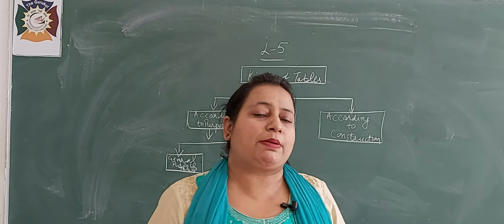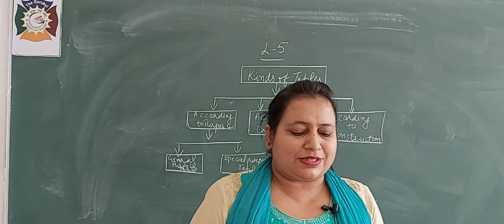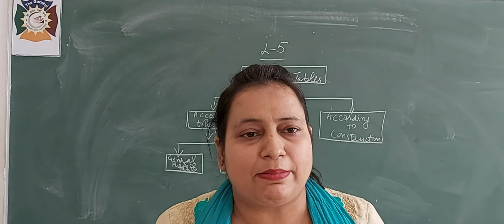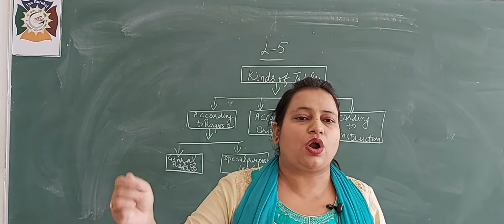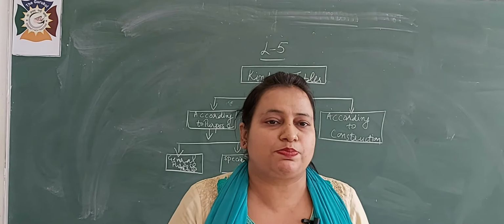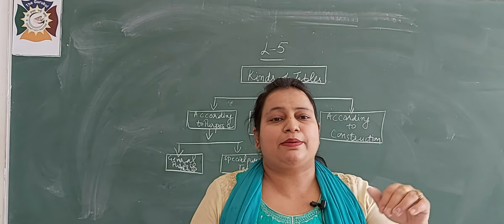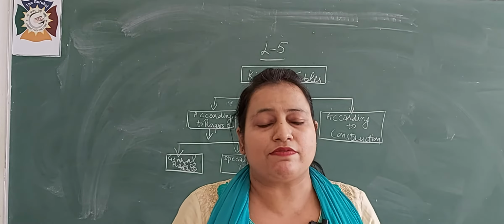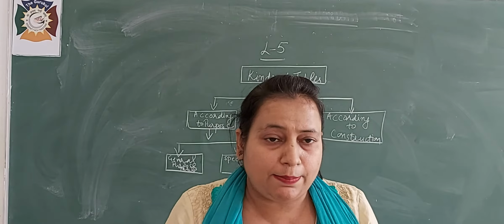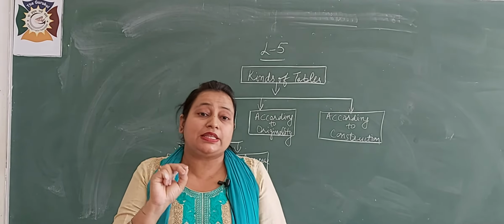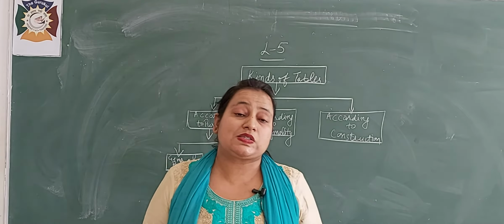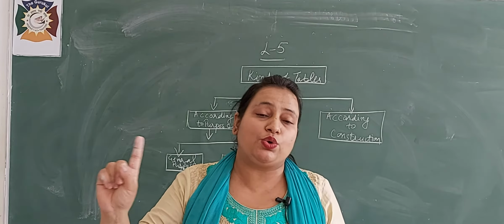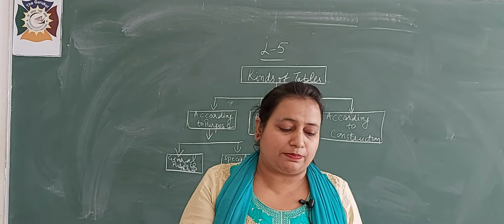Next is special purpose table. Special purpose tables are known as summary tables. These are not for journal use; these are specifically made by the person for their specific work, keeping specific steps in their mind, because that table you will use for a specific work.